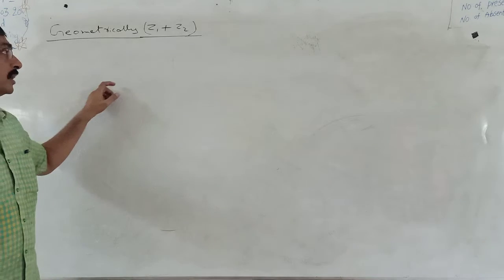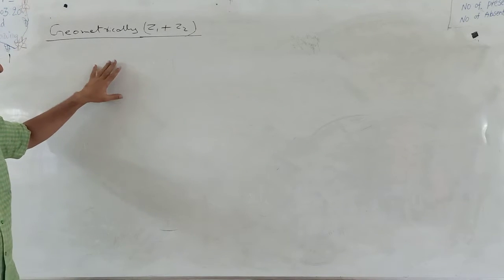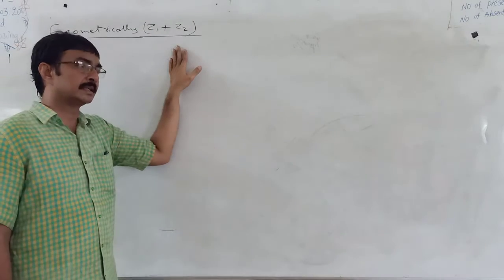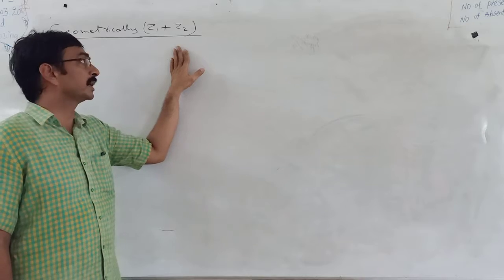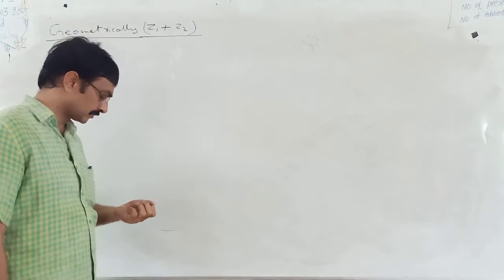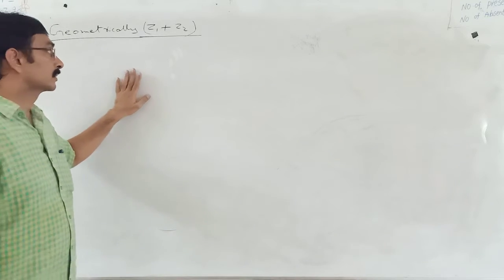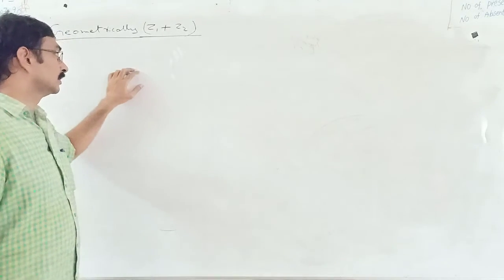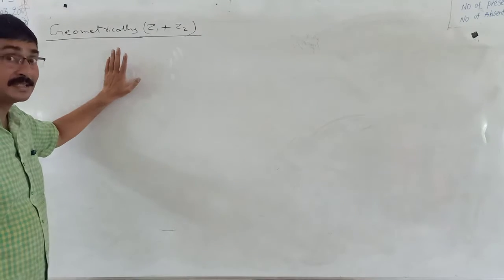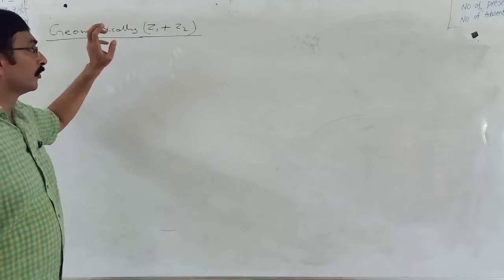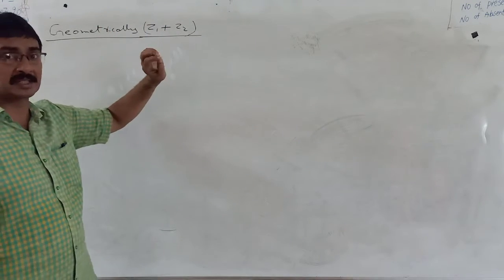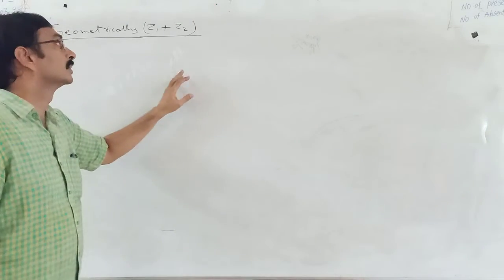Geometrical representation of Z1 plus Z2, Z1 minus Z2, Z1 into Z2, Z1 by Z2 from any two complex numbers Z1 comma Z2. In advanced problems, to do some problems easily, we have to sketch Z1 plus Z2 from the given complex numbers Z1 comma Z2.